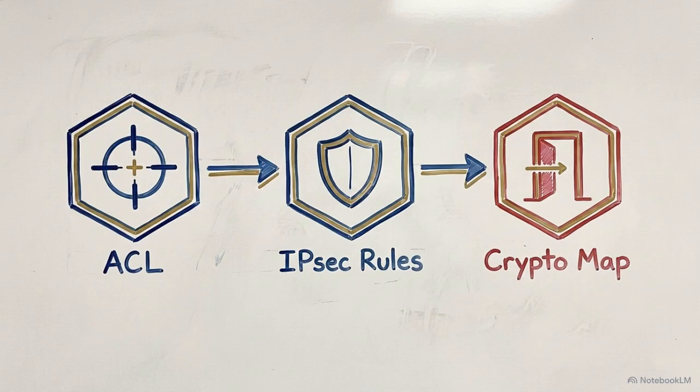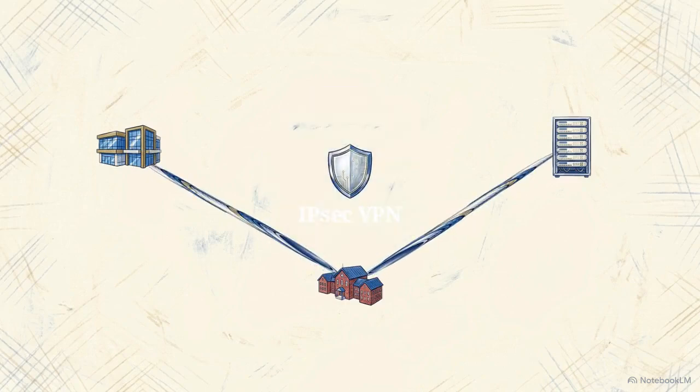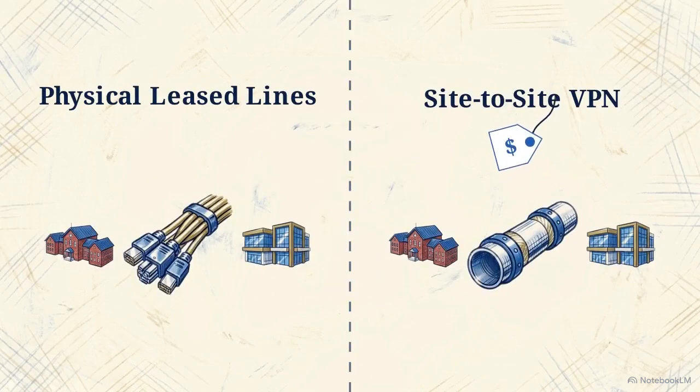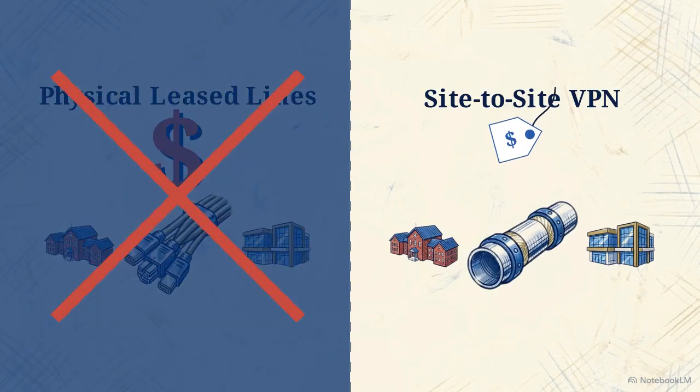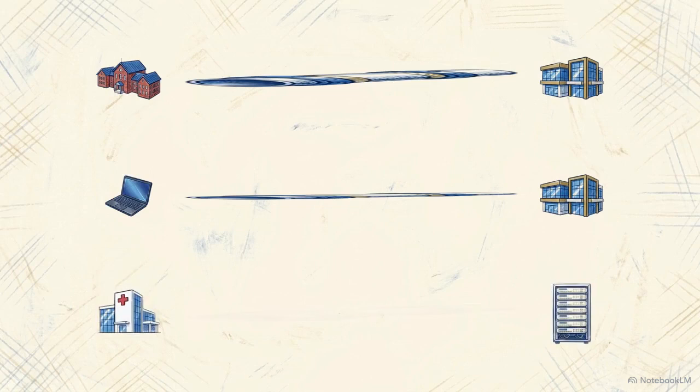Success in network engineering relies on this sequential logic: identifying the target, defining the armor, and binding them together at the gateway. IPsec VPNs provide enterprise-grade security over public networks at a fraction of the cost of purchasing dedicated physical leased lines. This logic applies globally to corporate branch connectivity, remote workforces, and the secure transmission of sensitive financial or medical data.